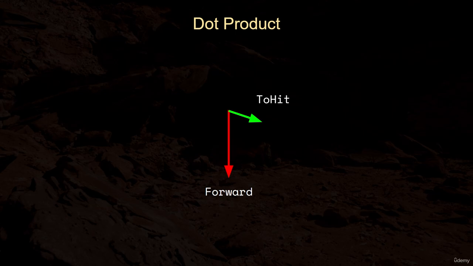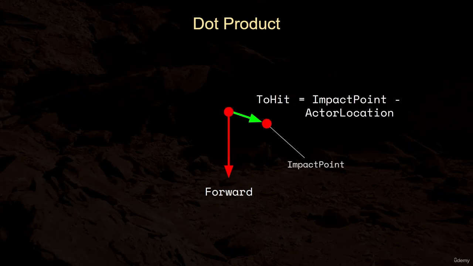Now, you should know how to calculate this vector. It's the impact point minus the actor's location itself. Here are the 2 points in question. This is the impact point generated from our box trace, and this is the actor location of our enemy that we can get using getActorLocation. So subtracting the tail location from the tip location gives us this vector.